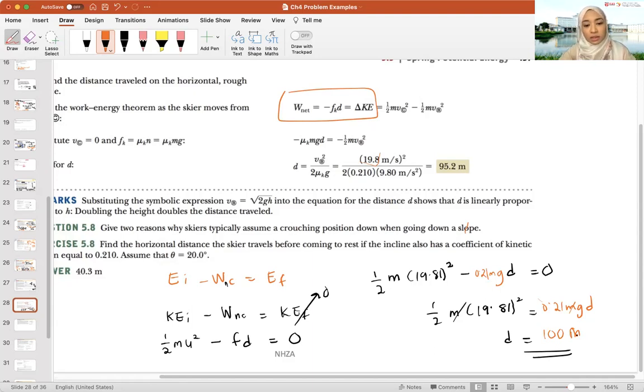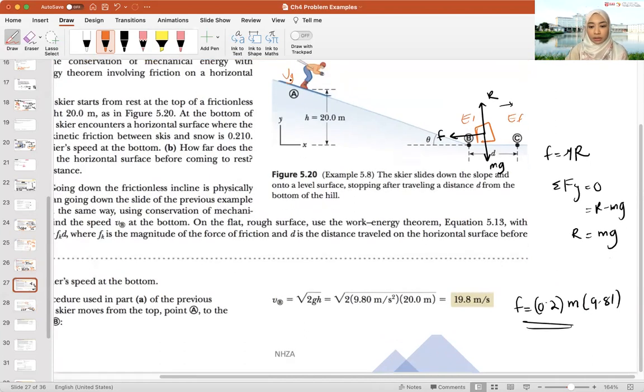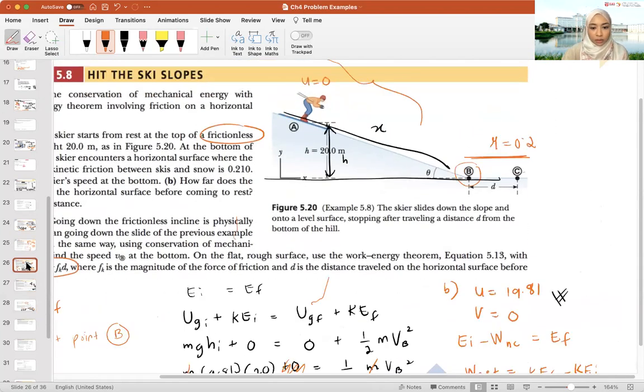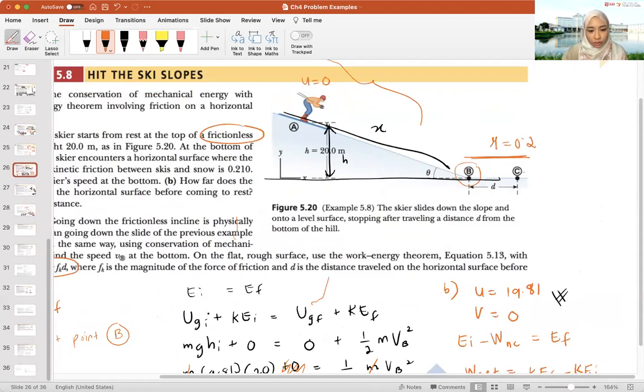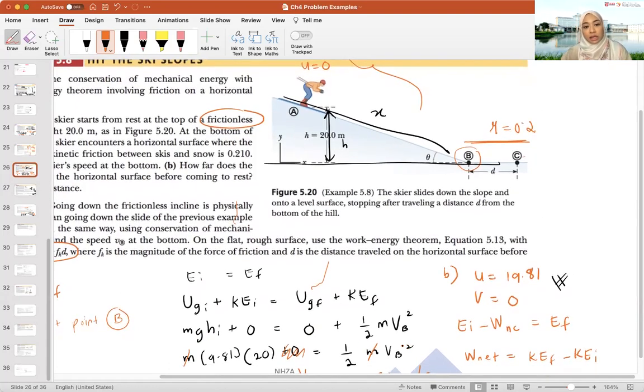Okay, so does everyone understand what happened here? First, we had UG over here, KE was 0. And then when we reached B, we know that UG was completely transformed into KE. So this is what happened earlier on, and we did that equation. EI equals to EF, UG plus KE, UG plus KE, where KE initial is 0, and then on the final side UG became 0. So UG completely transformed into KE, and we found out what was velocity at point B.